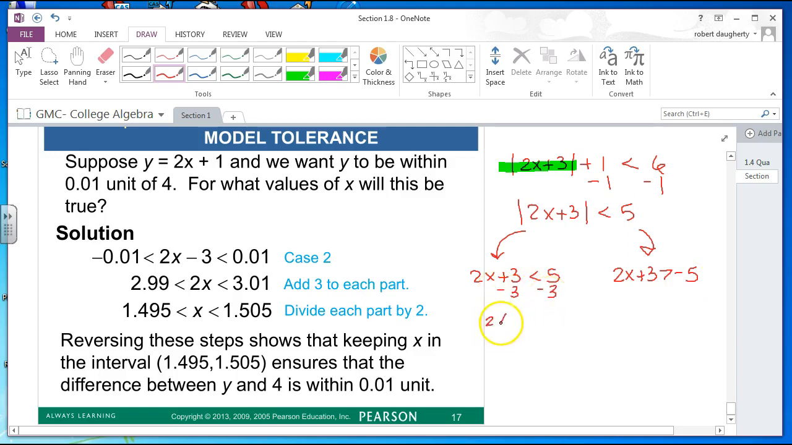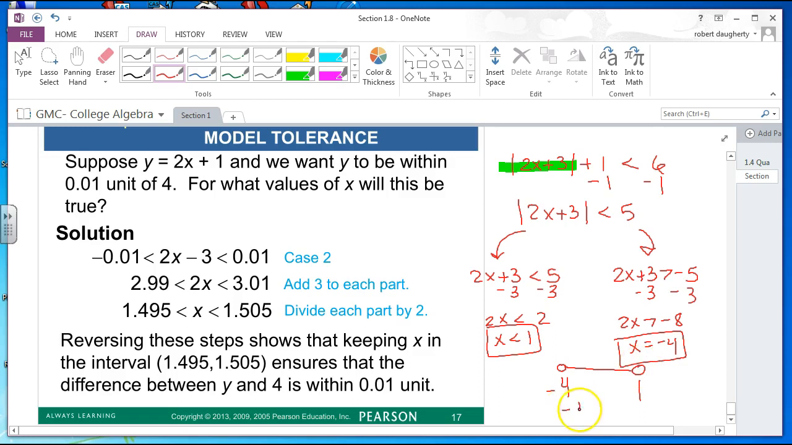So 2x is less than 2, x is less than 1. Next problem, subtract 3 from both sides. 2x greater than negative 8. Divide both sides by 2. x is greater than negative 4. So numbers that are greater than negative 4, less than 1. That is one interval. That is the interval from negative 4 to 1. Okay? And that should be it for this section.